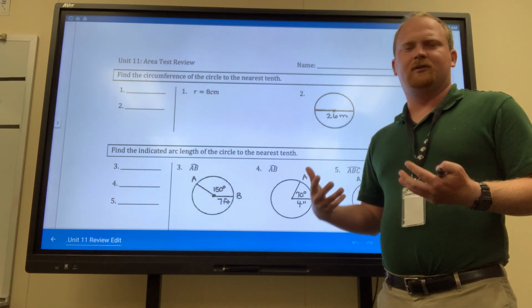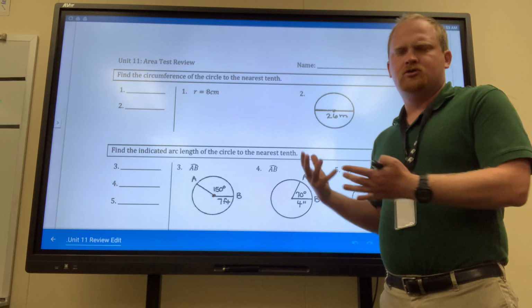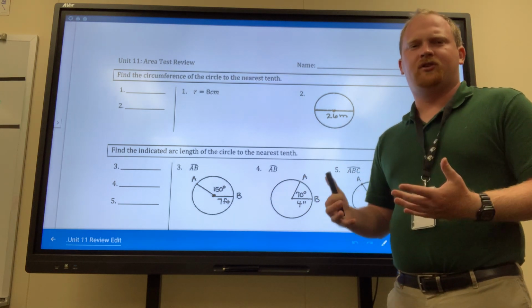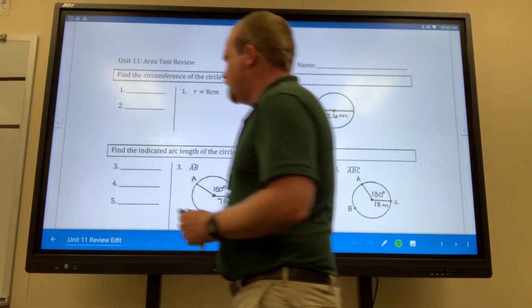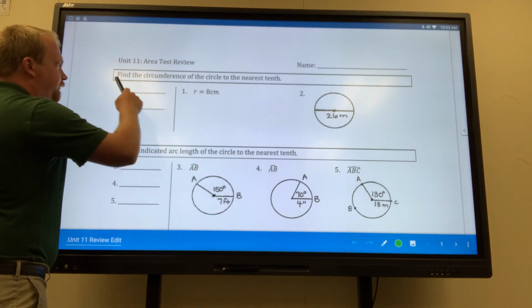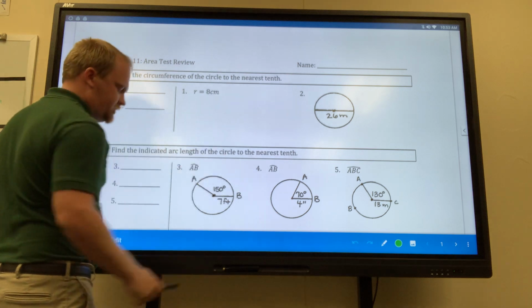All right, this is just a good way for me to actually show you how to work these out, so that way you guys get a little bit more comfortable with the review. So first off, we want to find the circumference of the circle to the nearest 10.